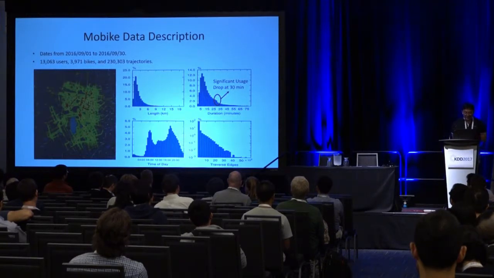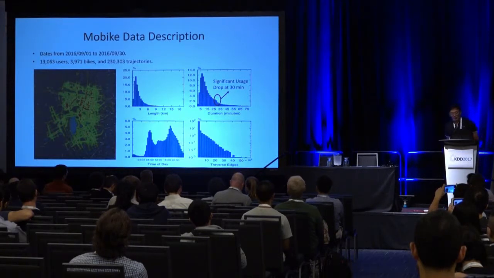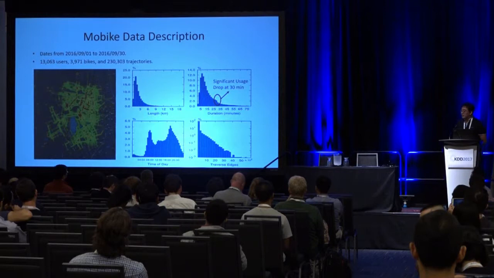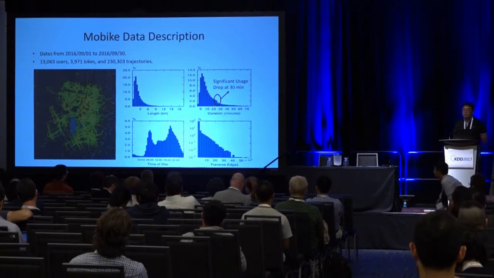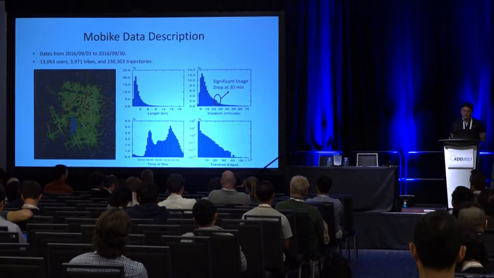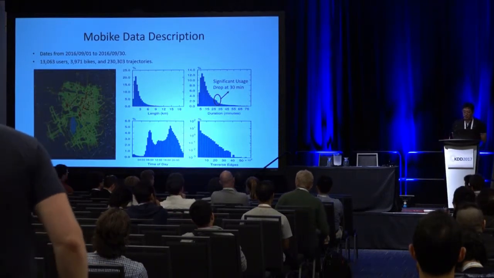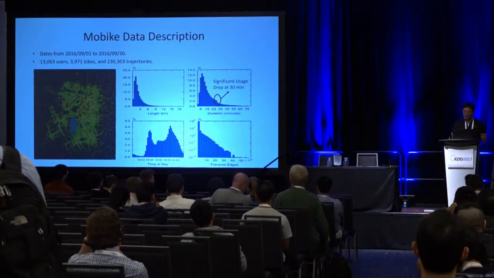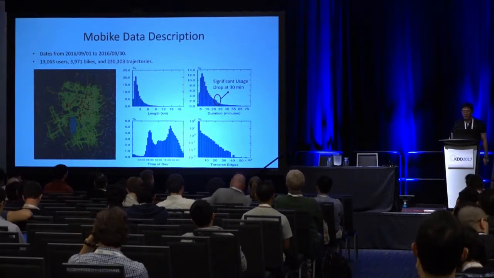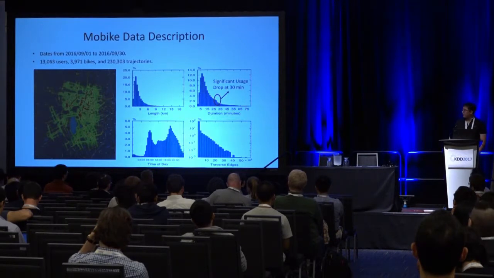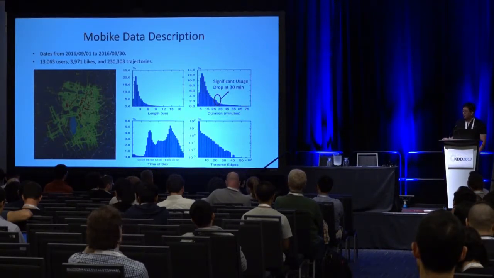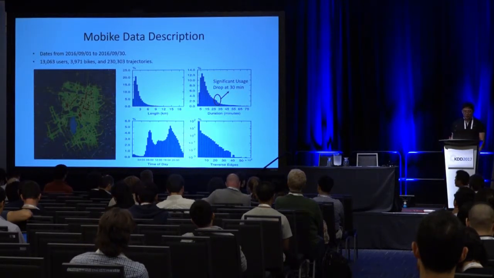As for the temporal distribution of usage, we can see peaks at the morning and afternoon rush hours, which means most of the users are using the system for work-related commutes. And finally, we plot the distribution of the number of trajectories on different road segments. We see most of the roads have a very limited number of trajectories, but a significant portion of them have very frequent bike usage.